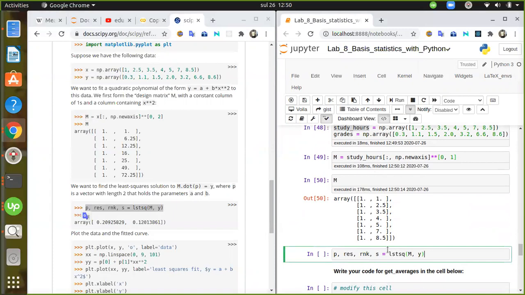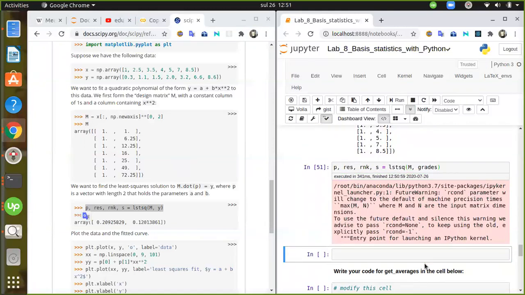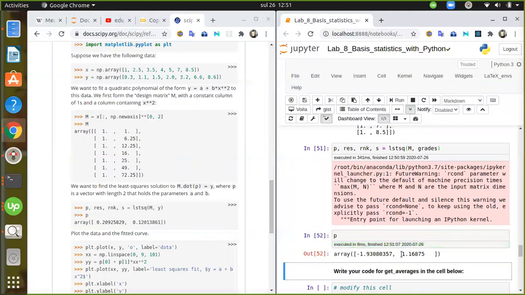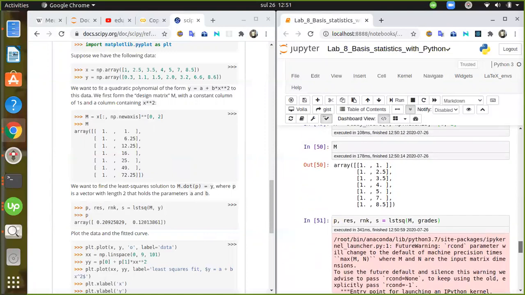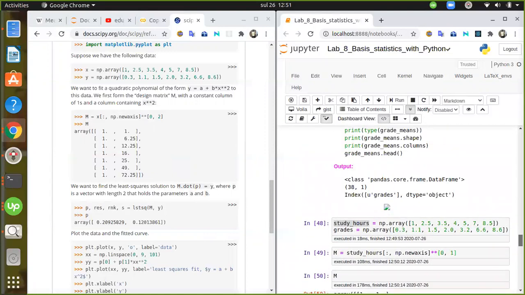So we apply the same thing. We got the M, and y is the grade. Okay, he did it. Try to see what is in the p. Yeah, that is the solution. The constant term is minus 1.93 and the other one is 1.168. If you notice, when the values of the study hours in this example increase, the value of the grade also increases. So what is the type of the correlation?